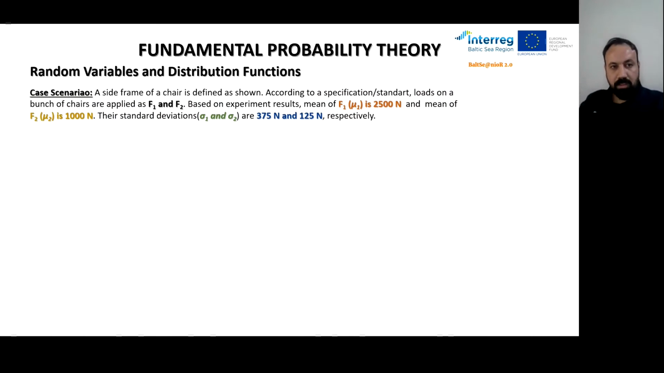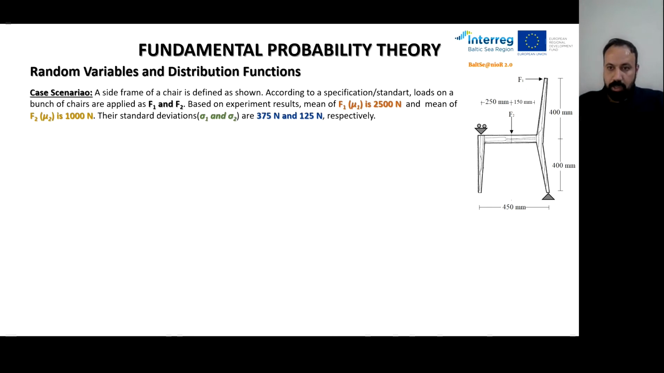Let's make a case scenario. We have a side chair frame like that. Here we have a support at the tip of the front leg and the bottom of the rear leg, and we have two loads. F1 and F2 are our random variables from an experiment. So what's our case scenario? A side frame of the chair is defined as shown here.